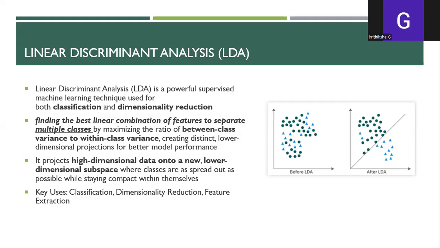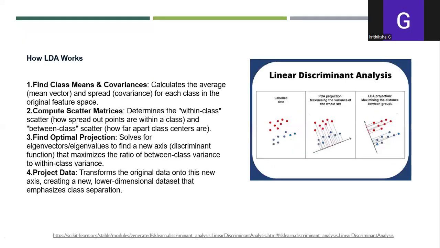So in this example, before LDA we have a cluster of circles and triangles. After LDA it got the right projection line, and it has separated the circles into one part and the triangles into another part. So this is how linear discriminant analysis, LDA, works. And the key uses are classification, dimensionality reduction, and feature extraction. So let me tell you how it works.